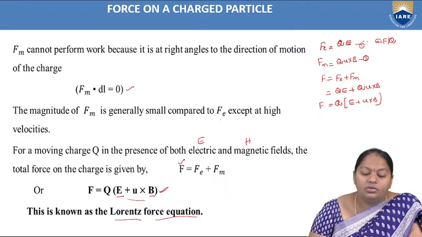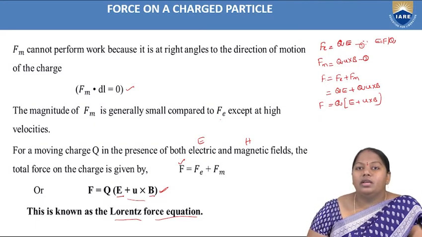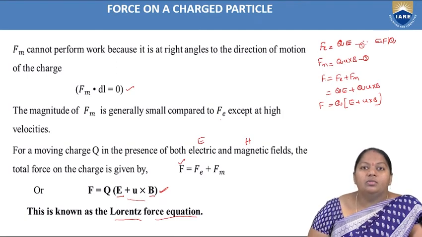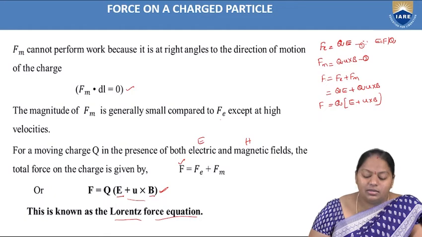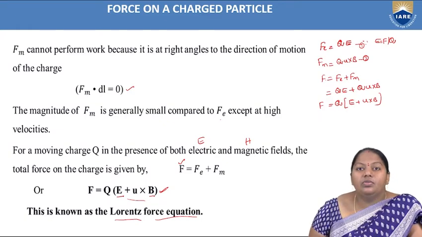So this is related to force on a charged particle. It means the condition to be obtained for the force on a charged particle: we have to consider electric force as well as magnetic force. Combining the two forces gives the total force related to both the magnetic as well as electric fields. Then the resultant force equation is said to be the Lorentz force equation, that is F equal to Q into E plus U cross B.